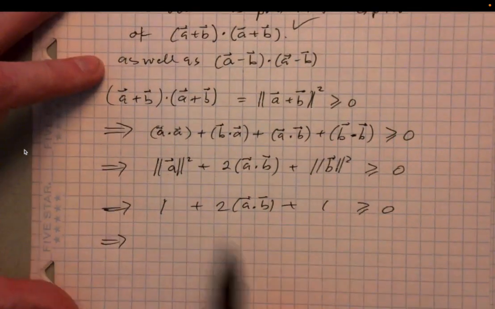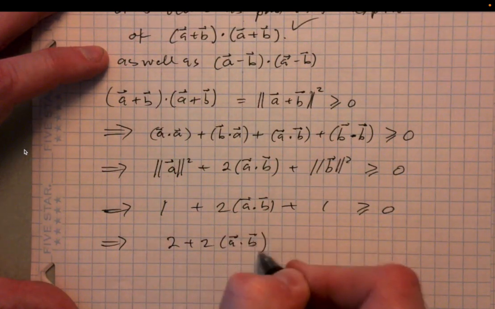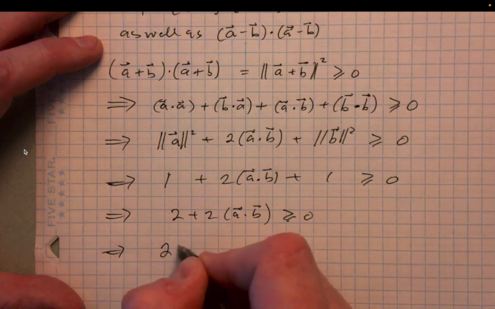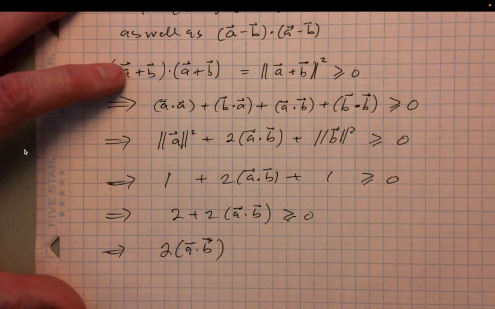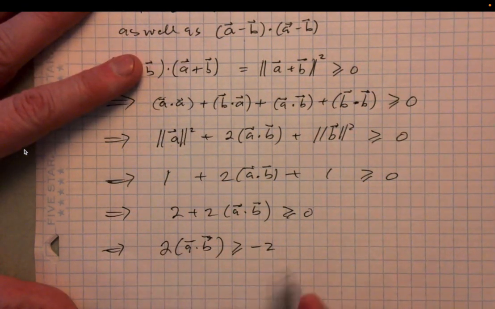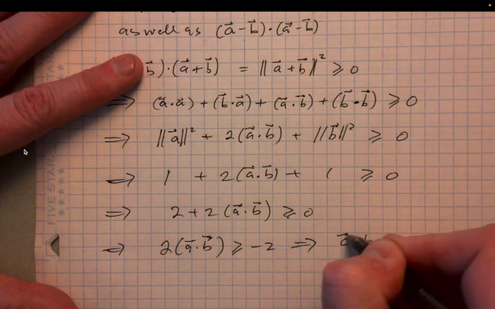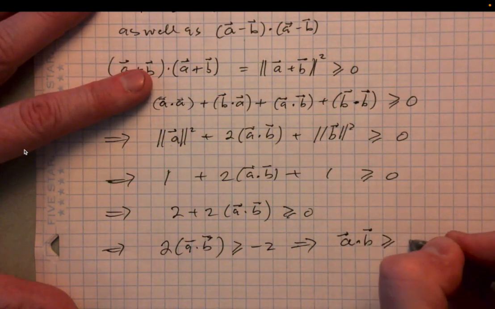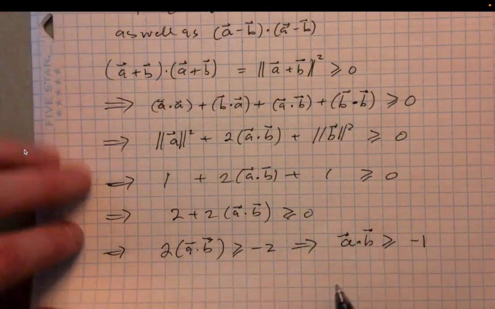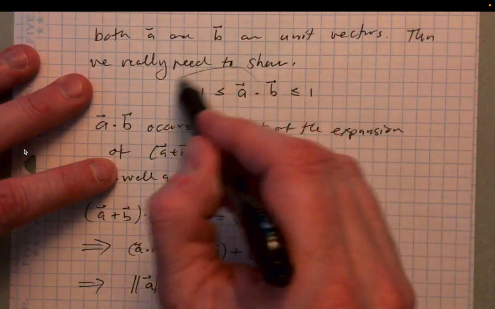And so obviously that means I've got 2 plus 2 a dot b is greater than or equal to 0, implying that twice a dot b is greater than or equal to negative 2, right? And so at this point I can divide by positive 2. And so that means a dot b must be greater than or equal to negative 1. Okay? And so what this shows is that if a and b are two unit vectors, then their dot product is greater than or equal to negative 1. And so this gets us half of the inequality.